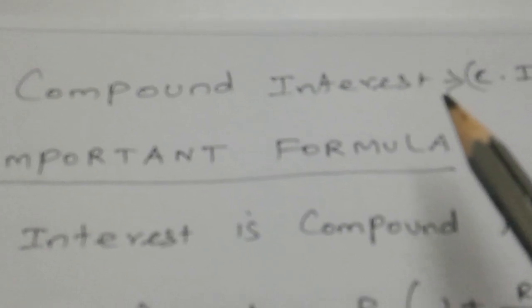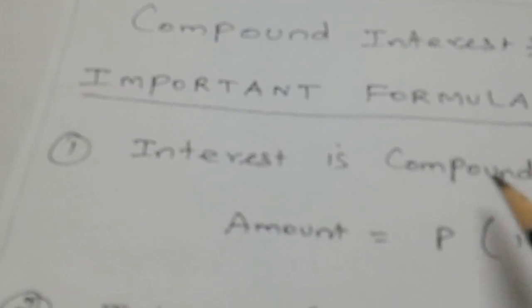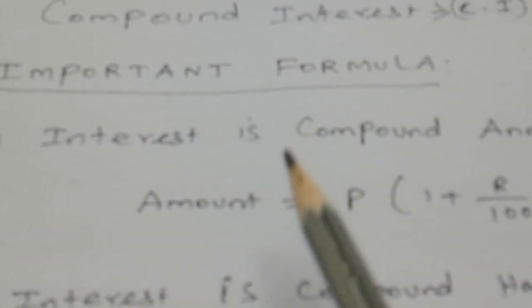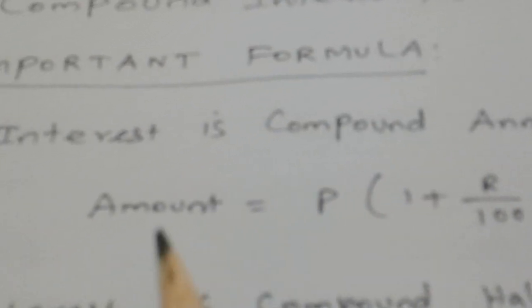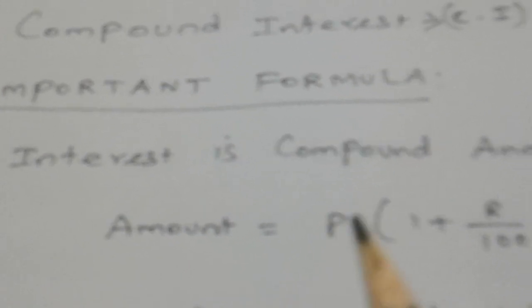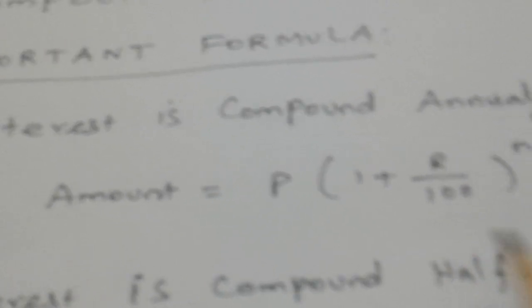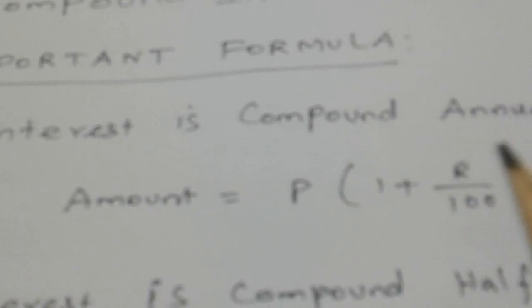Next we discuss compound interest. In short form, we write it as CI. The important formulas of compound interest are classified as follows. The first one is interest compounded annually. The formula is: amount is P of 1 plus R divided by 100, whole power n, for compounding annually.